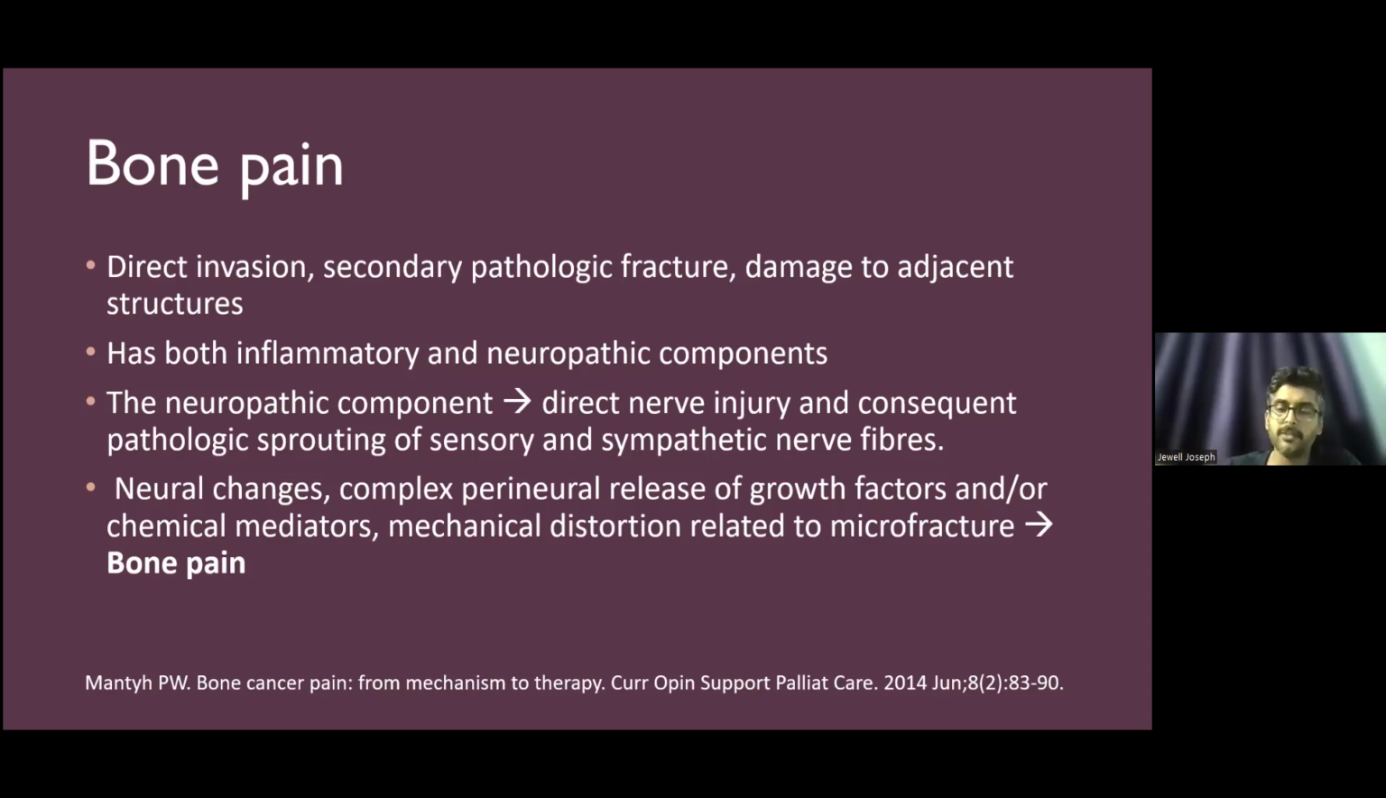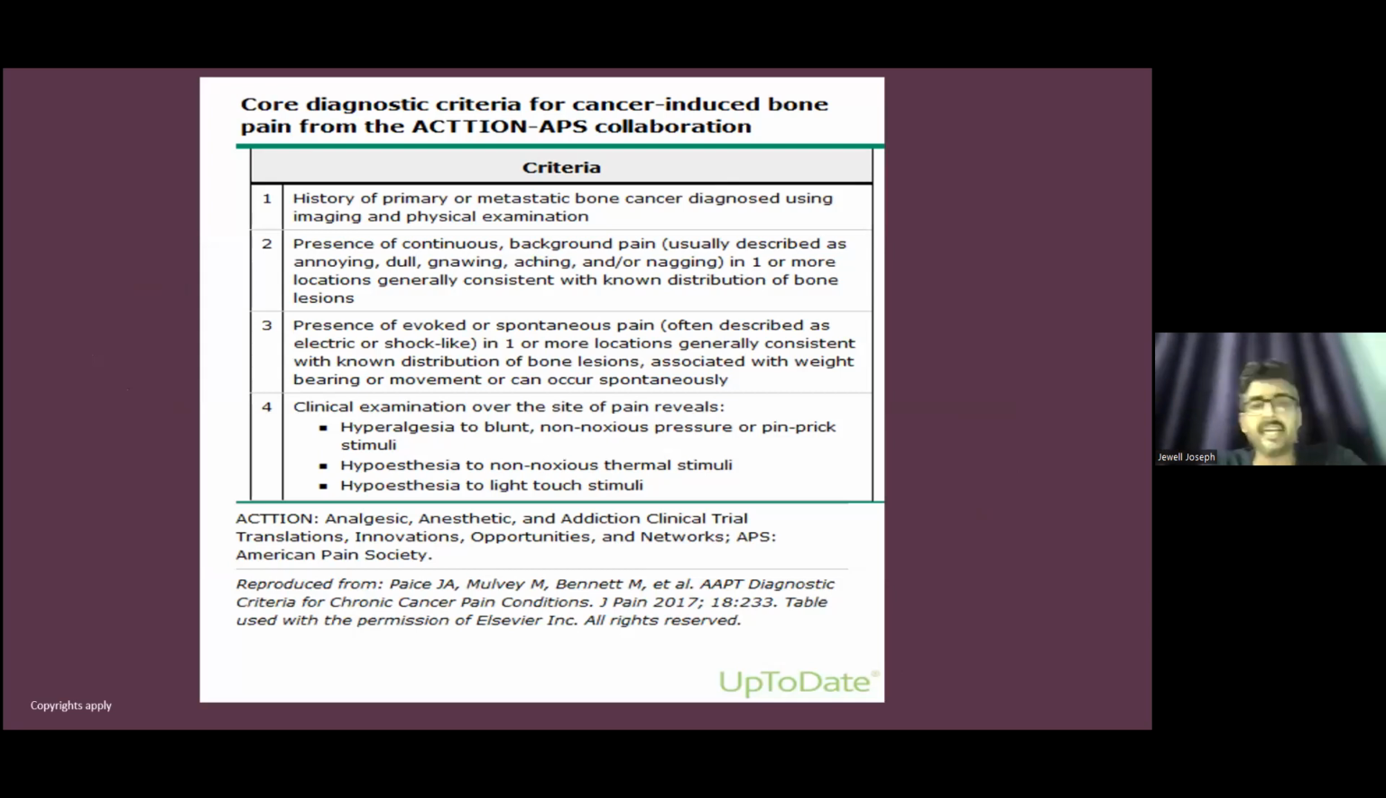So in response to the nerve injury, there may be new sprouting nerve endings carrying sensory and sympathetic stimulations, which can actually trigger the neuropathic component of the bone pain. So there can be neural changes, complex perineural release of growth factors and chemical mediators, and there is also mechanical distortion related to microfracture. All these would result in bone pain, and it is always important to keep in mind that there is usually a neuropathic component associated with bone pain, in addition to the inflammatory and nociceptive component of bone pain.